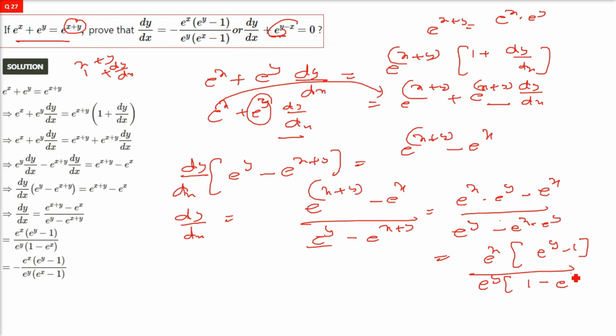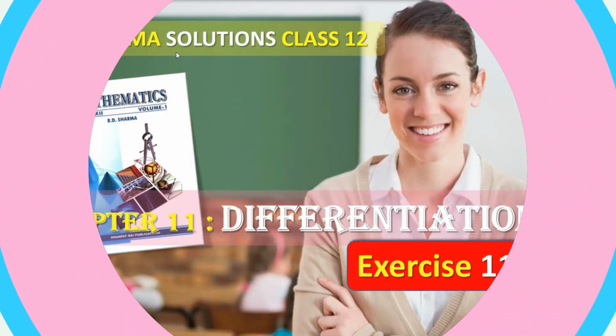Now since the question is asking about the form, the 1 minus e^x in the denominator can be made as e to the power x minus 1 in order to match the answer in the question. So just take the negative outside, e to the power x by e to the power y. The numerator will remain like that, e to the power y minus 1, and since we have taken a negative outside, the places in the denominator can be changed. It will be e to the power x minus 1.